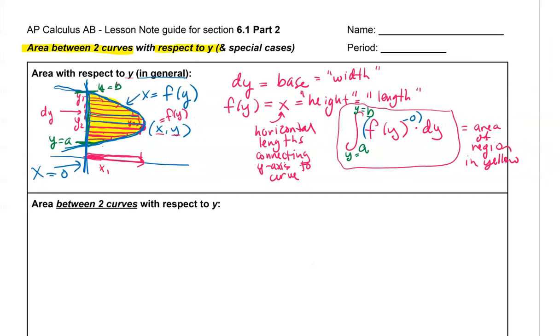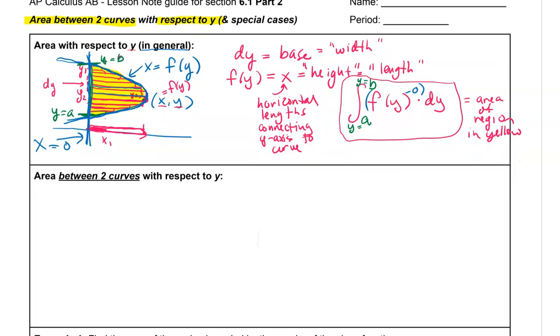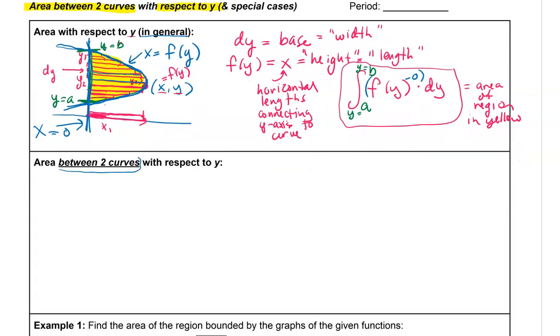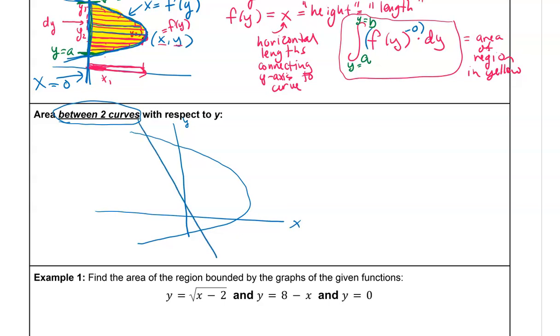So now in 6.1, though, we're looking at more than just the area between a curve and an axis. We're looking sometimes at area between curves. So sometimes maybe an image that looks like this. Here's my x-axis, my y-axis. Maybe I've got a parabola going sideways like that, and then maybe a linear function angling downward, and maybe this is the area I want to find.